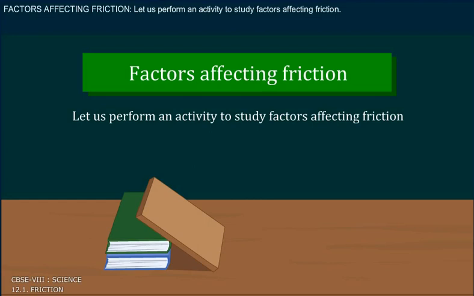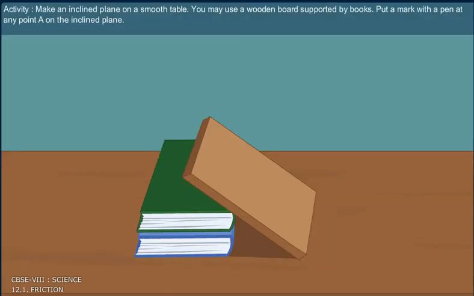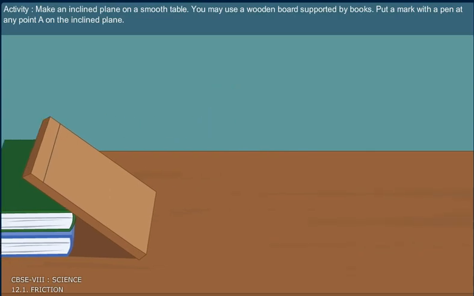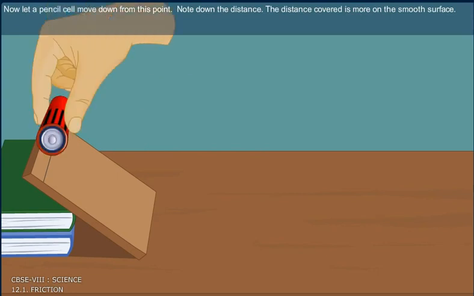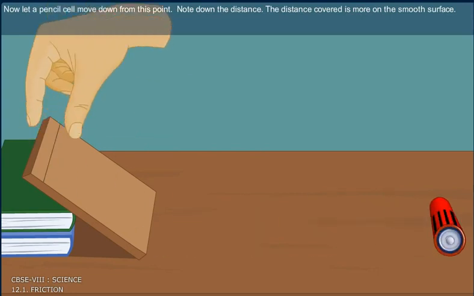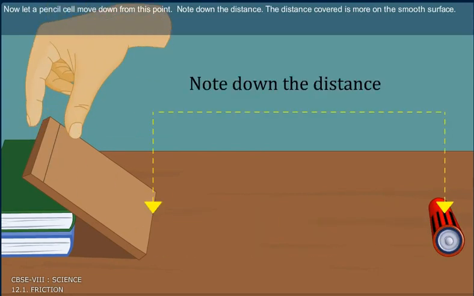Factors affecting friction. Let us perform an activity to study factors affecting friction. Activity: make an inclined plane on a smooth table. You may use a wooden board supported by books. Put a mark with a pen at any point A on the inclined plane. Now let a pencil cell move down from this point. Note down the distance. The distance covered is more on the smooth surface.